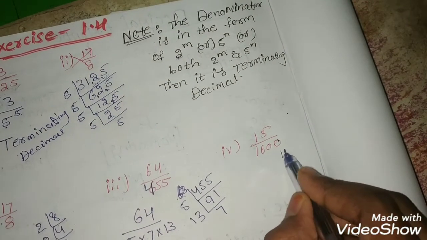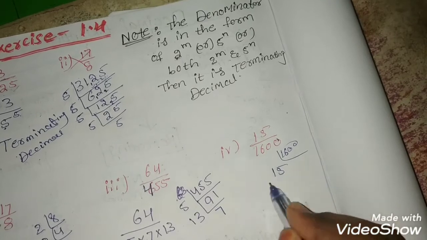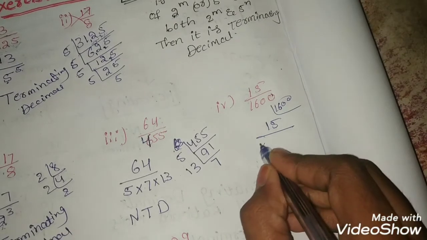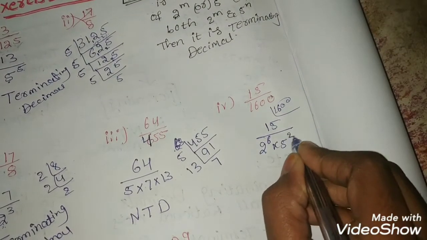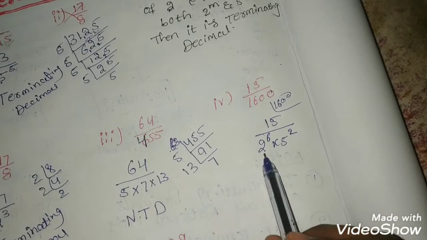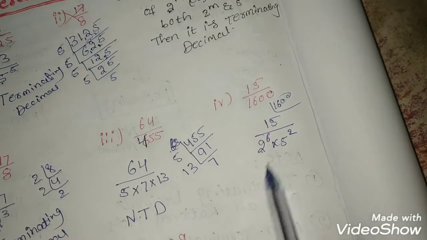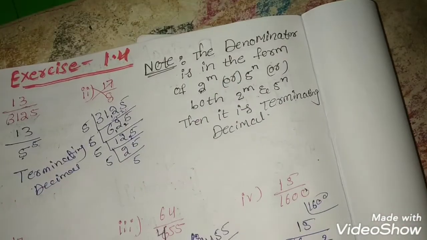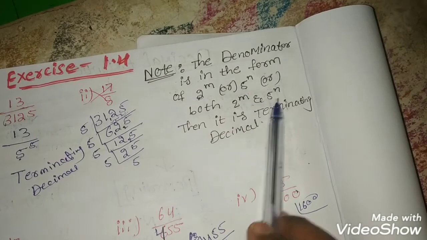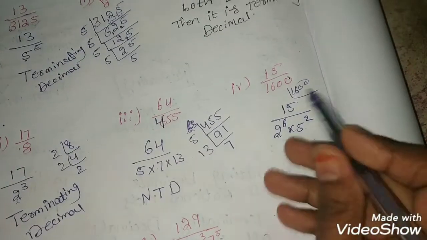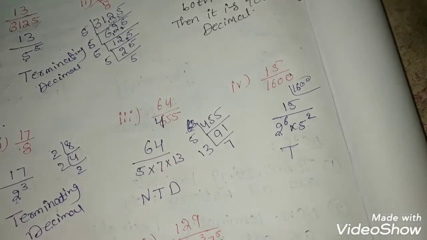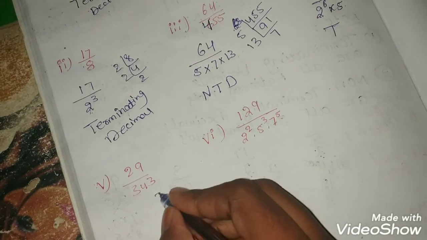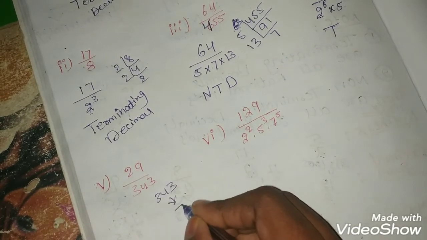And let's check 15 by 1600. Same. If you do the LCM of 1600, what we get? I'm writing directly. You can check by doing the LCM. We get 2 power 6 into 5 power 2. See here, what we need to be present: 2 or 5 or both 2 and 5. Okay, is it right? Both 2 and 5 are present. Then easily we can say this fraction is a terminating decimal. Understand? Let's check the fifth question. 29 by 343. Actually 343 is 7 cube, right?